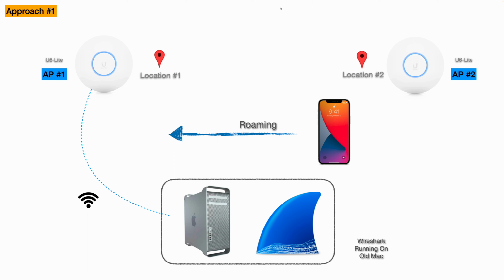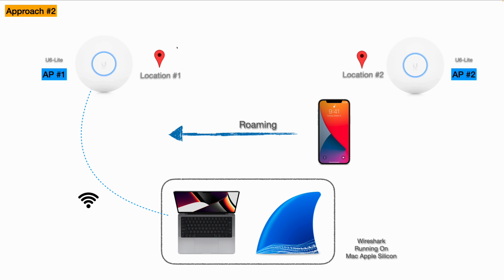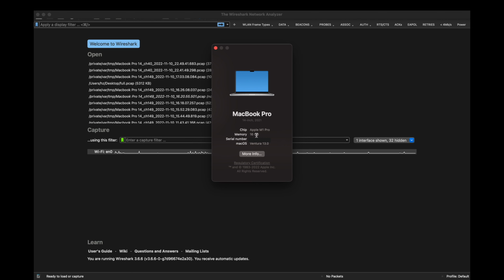You cannot say, okay, I connect to this Wi-Fi, but let's capture the packets from another SSID, from another channel. It's not doable here. Move on to approach 2. It's almost the same as approach 1. The only difference is I replaced the computer with an Apple M1 MacBook with the newest operating system. This is the hardware and software version for this MacBook.